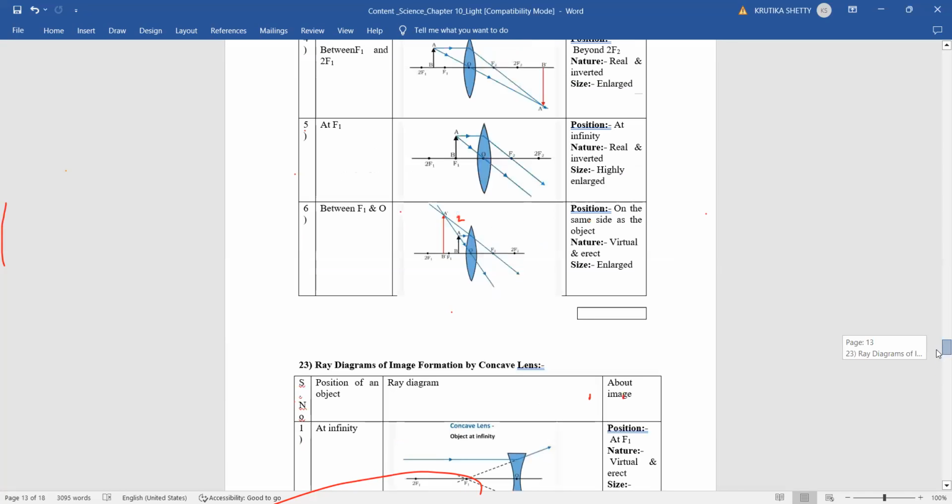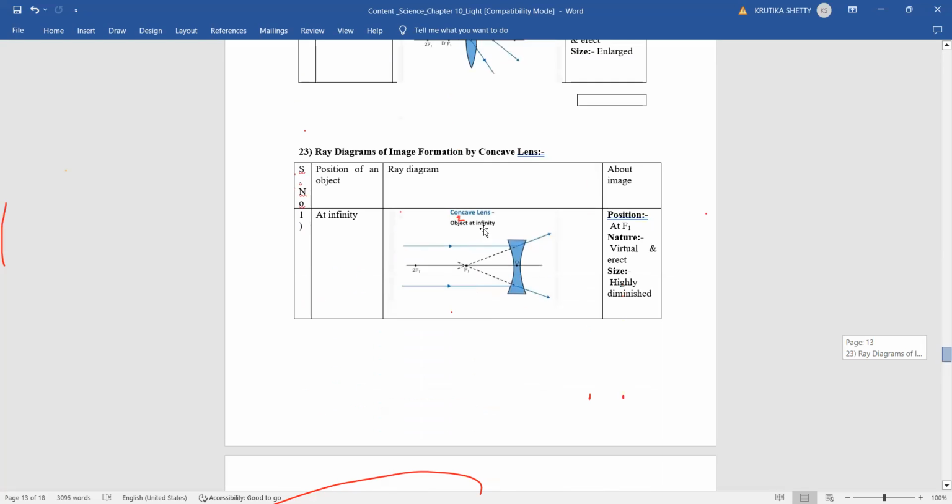Next, the second type. So here only two types are there in concave lens. You can see the first type here, at infinity. You know the difference between concave and convex lens. The concave lens is curved, the bulged part is inside. In convex lens the bulged part is outside. Whenever the rays are parallel to the principal axis, after refraction they will diverge out, and when you trace them back, you can see they are meeting at f1.